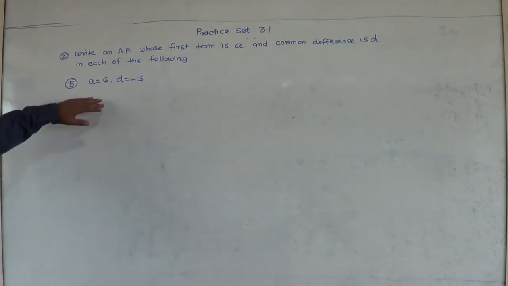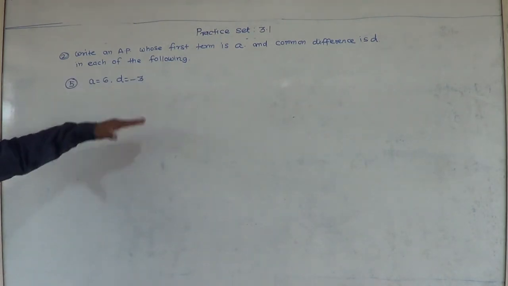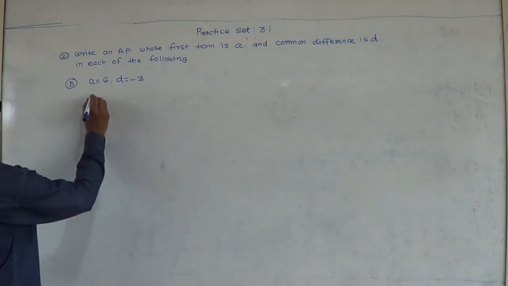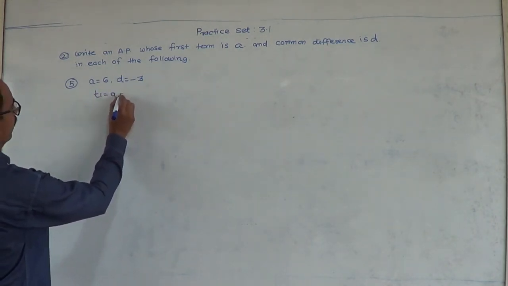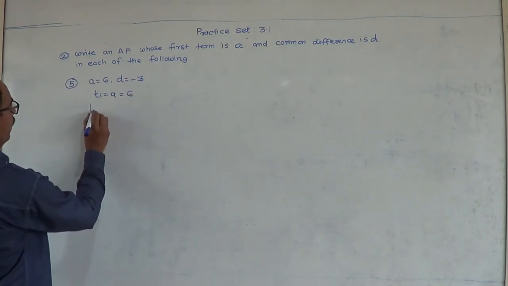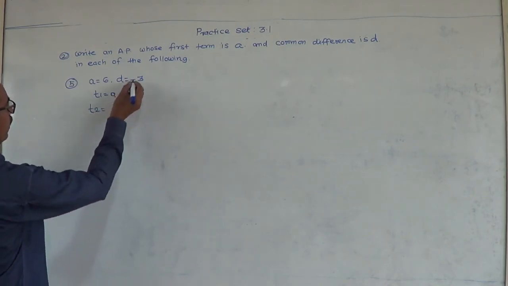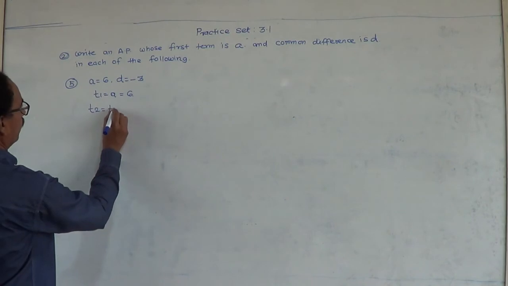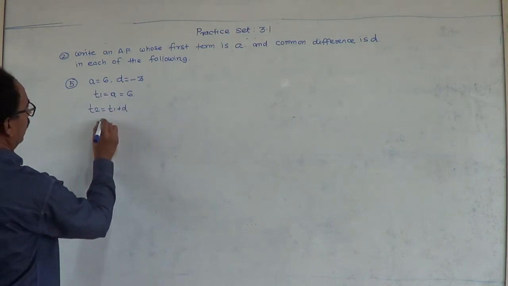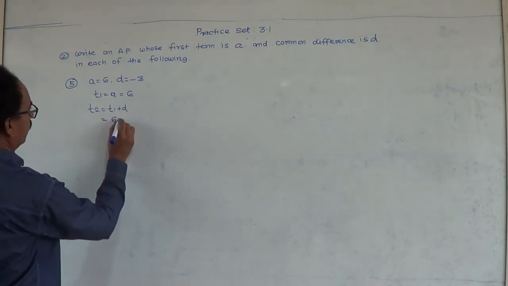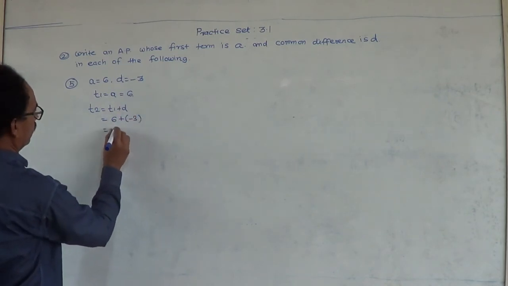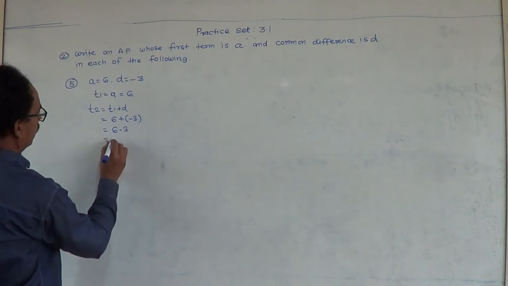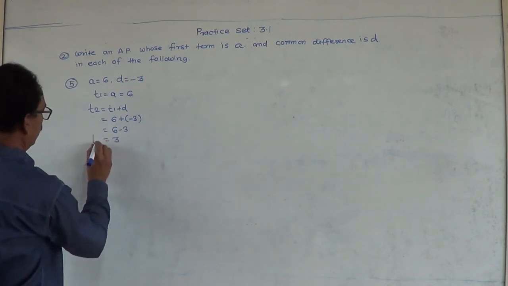In fifth example, A is 6 and D is minus 3. So we will write here T1 equal to A, and that is equal to 6. To find T2, we add D to T1. So T1 plus D, and this will be 6 plus the value of D, which is minus 3. So this is 6 minus 3 and the answer is 3. So T2 is 3.